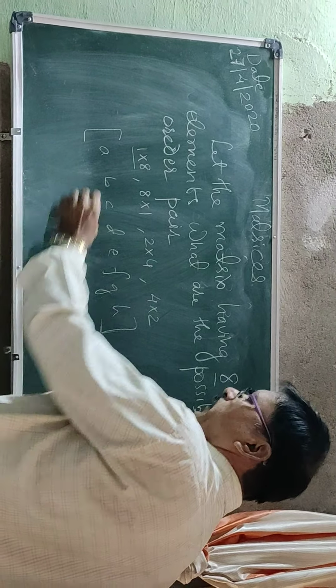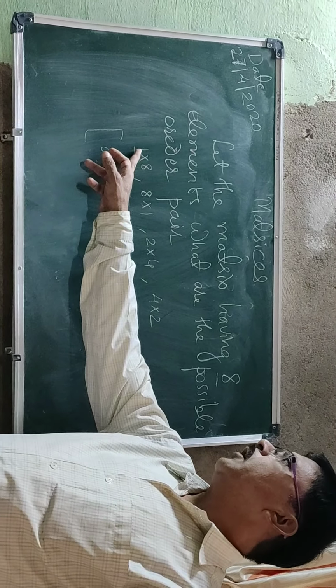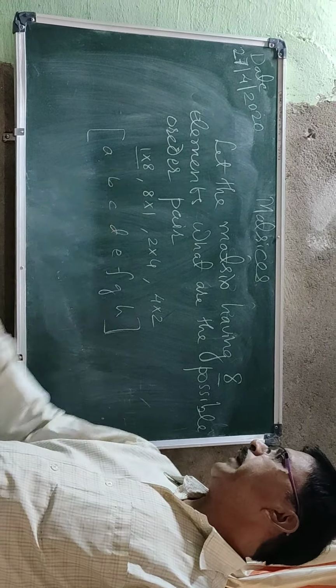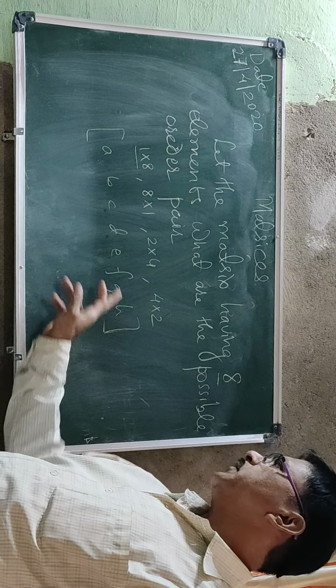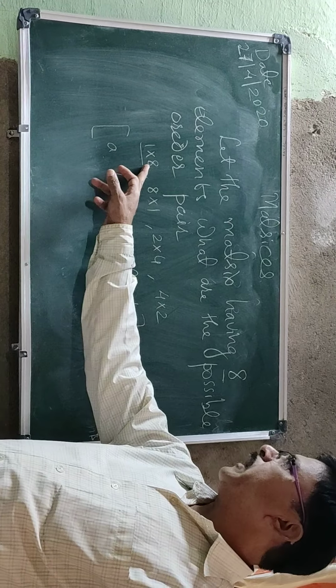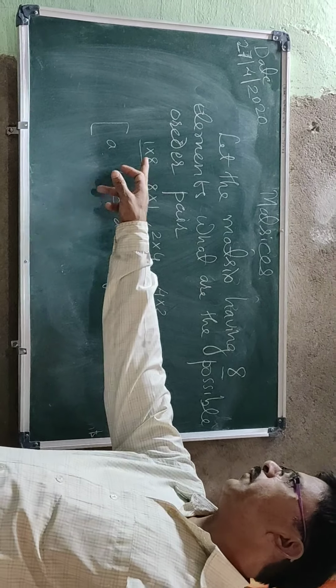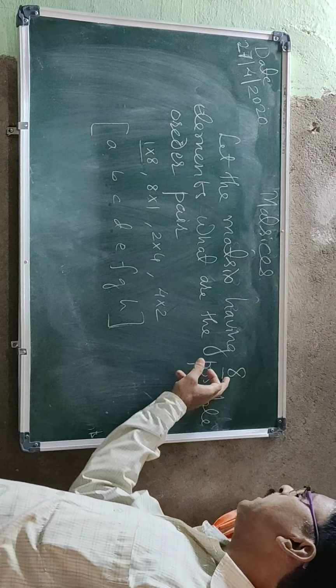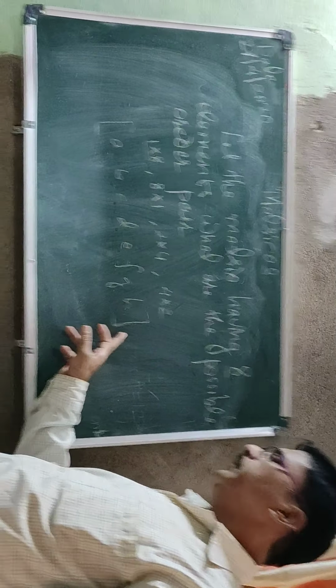So this is the, see here, how many elements are there? This is row 1 and column 8: A, B, C, D, E, F, G, H. So you can see that there is 1 row only, and how many columns are there? 8 columns. So this is a matrix of order 1 by 8, and the total number of elements in the matrix is 8.